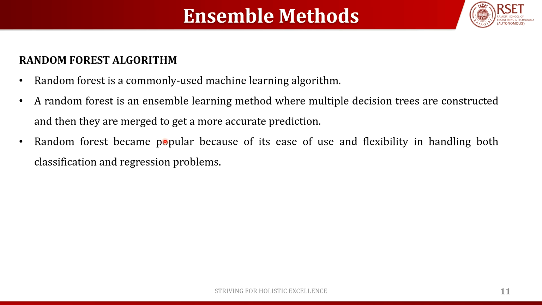Now let us move into some more detailed explanation of random forest and how it works. We have just seen what random forest is. Now let us see how the algorithm of random forest works. It is a widely used machine learning algorithm because of its powerful performance and flexibility, and it is a fantastic example of an ensemble learning method. It builds multiple decision trees and then combines them to get a much more accurate and robust prediction than any single tree could on its own. A key reason for its popularity is its ease of use and its ability to handle both classification and regression problems with high efficiency.